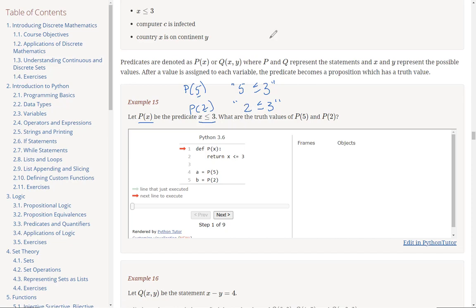Now, we know just from being able to look at these that 5 less than or equal to 3, that's a false proposition. And 2 less than or equal to 3, that's a true proposition, right? Because we get propositions when we assign values to the variables.